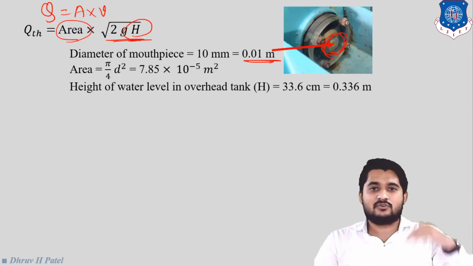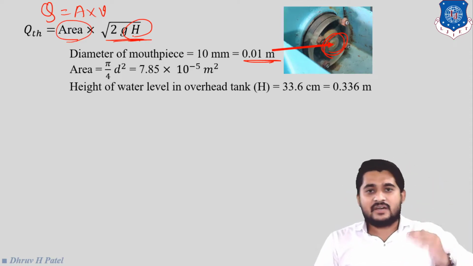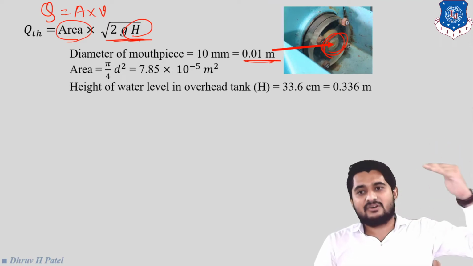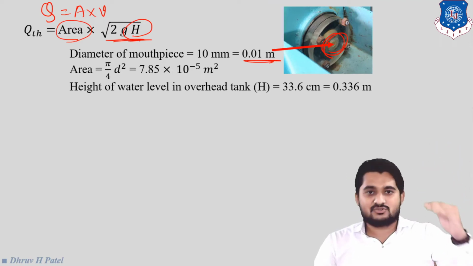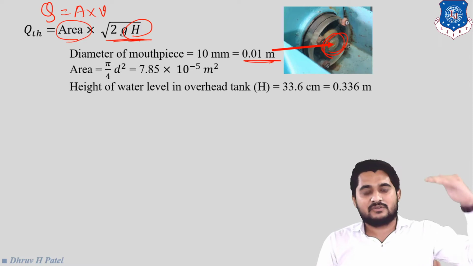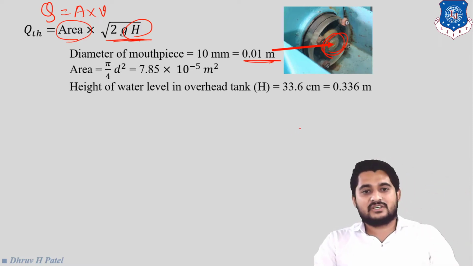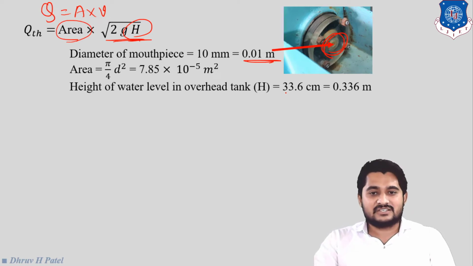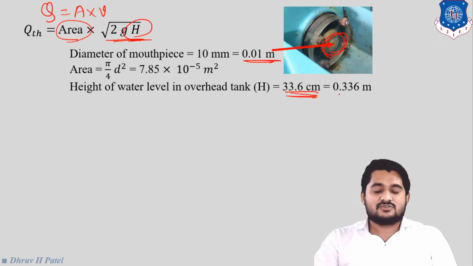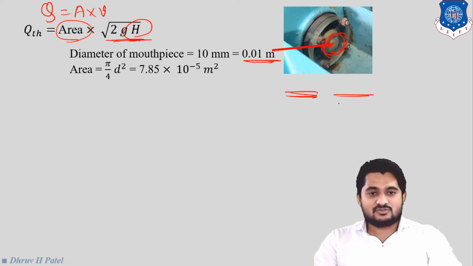So before performing any practical, we have to measure the steady level in this overhead tank, right? So H is the steady level of the water in the overhead tank. So our steady level of the water in the overhead tank will be 33.6 centimeter. So this will be 0.336 meter, right? So let us revise this.